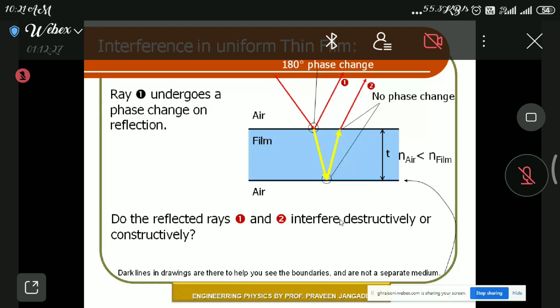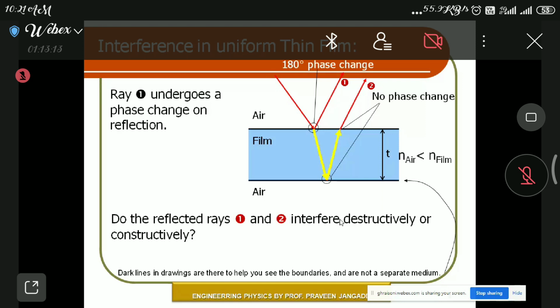So to understand this, we have to find out the phase difference between ray 1 and ray 2. Okay, so we have to identify what could be the phase relationship. First of all, what we can conclude here is that ray 1 and ray 2, which originate from a single ray, are coherent rays. Okay, so that we have the condition of interference. Now after getting these two coherent rays, we have to get the phase difference between these two, so that we can get the condition for constructive as well as destructive interference in case of a uniform thin film.